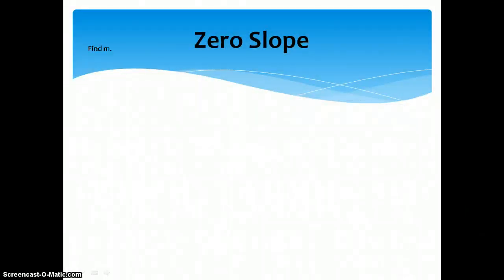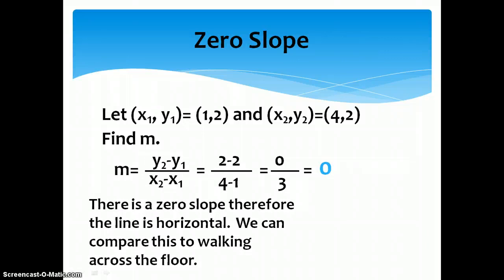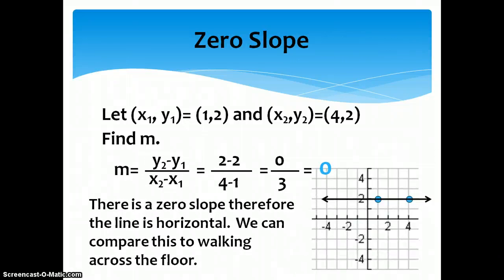Here we are going to look at zero slope. More or less, the ground you walk on every day has zero slope, or a slope so tiny we don't even notice it. So y2 minus y1, 2 minus 2 gives you 0, and x2 minus x1, 4 minus 1 gives you 3. 0 divided by any number gives you 0, and therefore the line is horizontal. Does anyone know what it means by having 0 for a y value in this equation? There's no rise in this line, and like the floor, we could just walk and walk and walk, and we would never get any higher up than we were when we started.